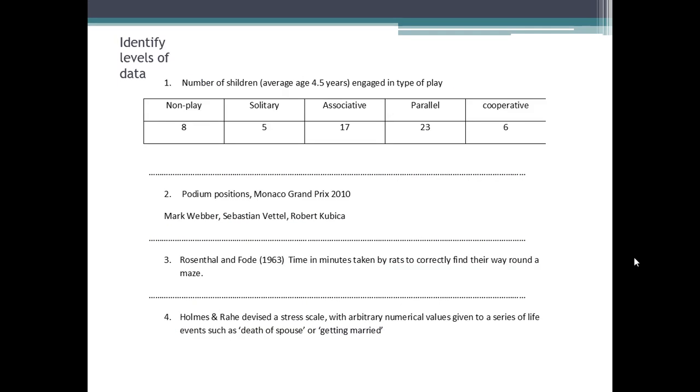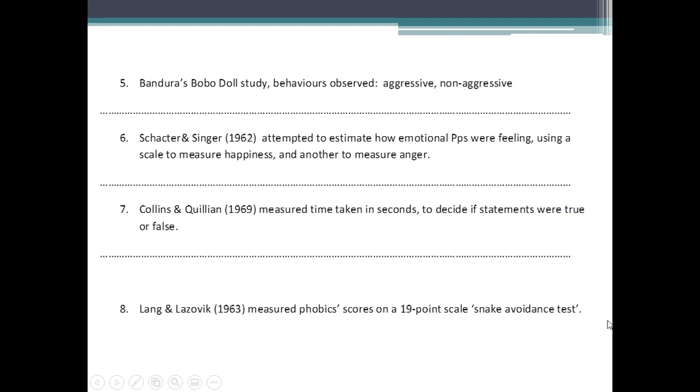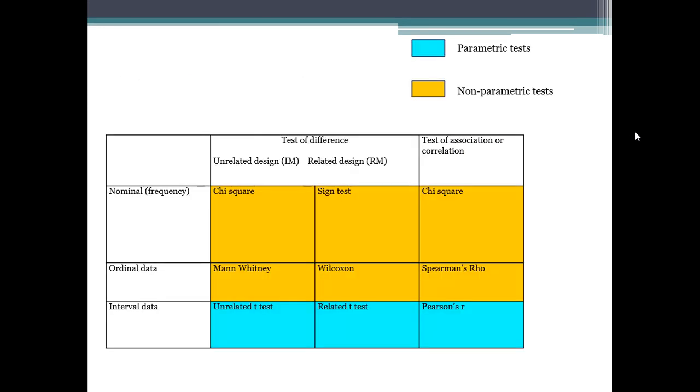So the levels of data. Number 1 is nominal data. Number 2 is ordinal data. Number 3 is interval data. Number 4 is ordinal data because it's based on a questionnaire. Number 5 is nominal data. Number 6 is ordinal data. Number 7 is interval data. And number 8 is ordinal data. Again, you've got that table.